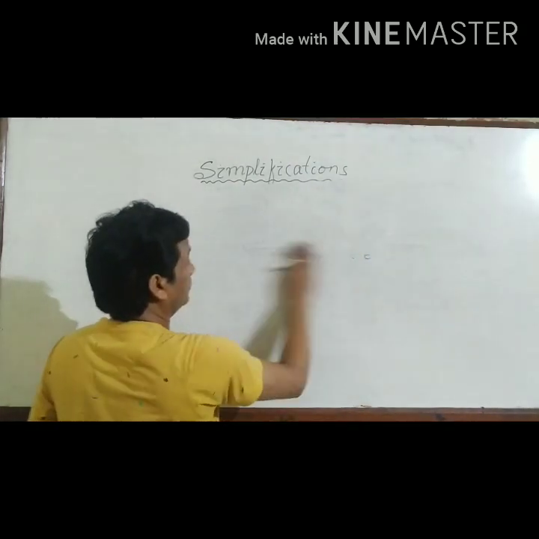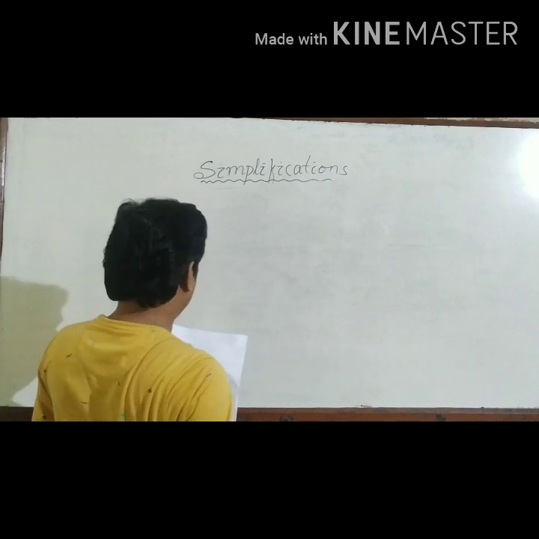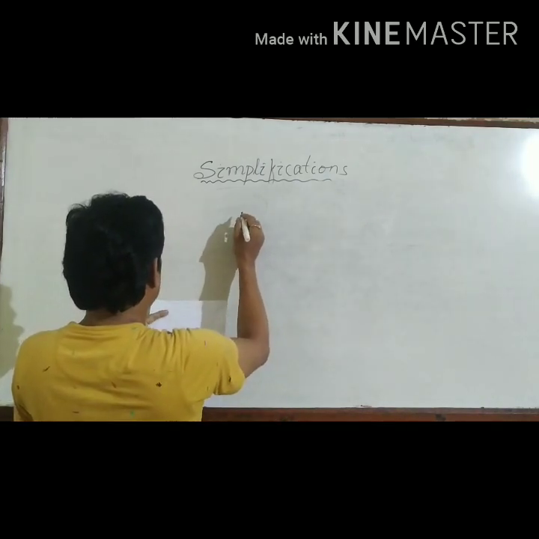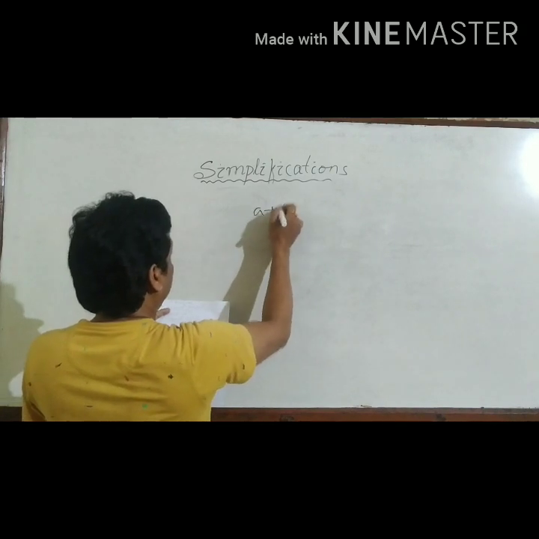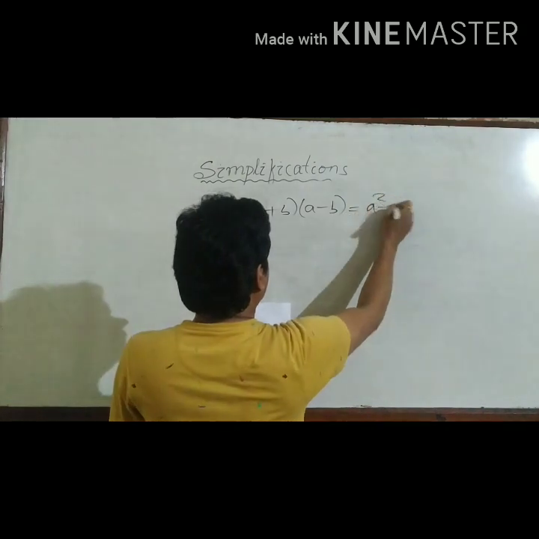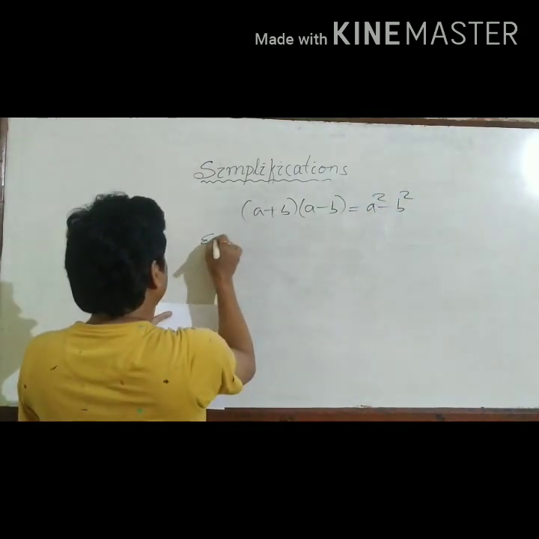Now see here. (a + b)(a - b) is equal to a² - b². And I am giving an example of this formula.